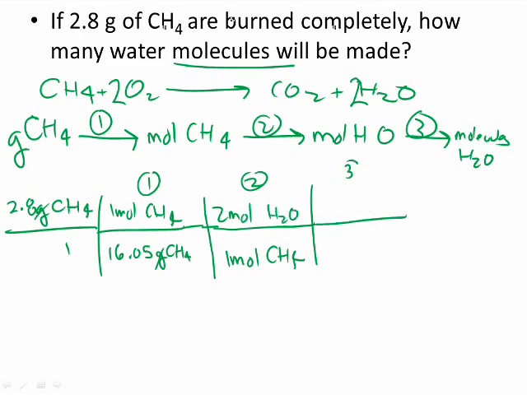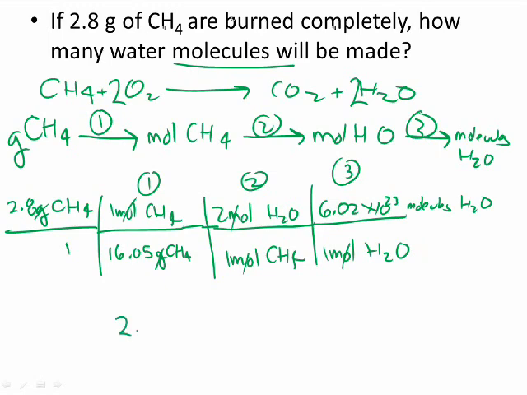Now the third part, going from moles to molecules, we should be able to figure that out. We've done this before. 1 mole of water, how many molecules does that equal? That is 6.02 times 10 to the 23rd molecules. Cancel everything out. We get 2.1 times 10 to the 23rd molecules of water.